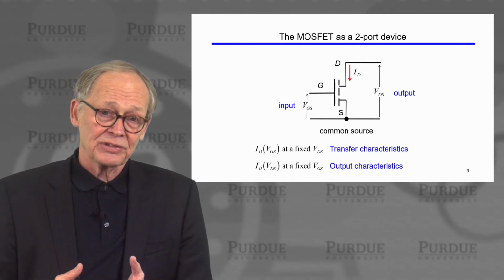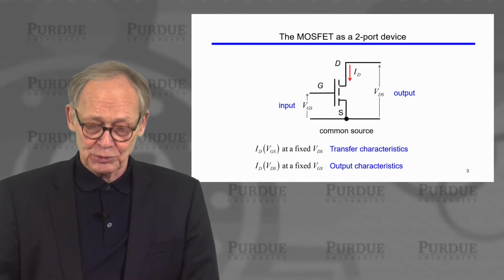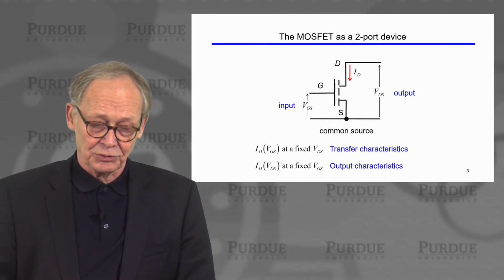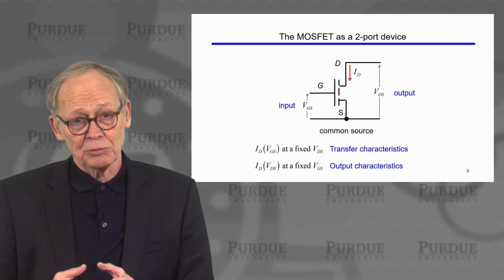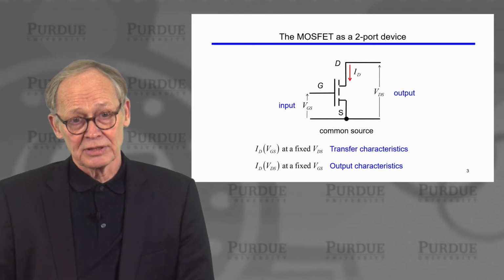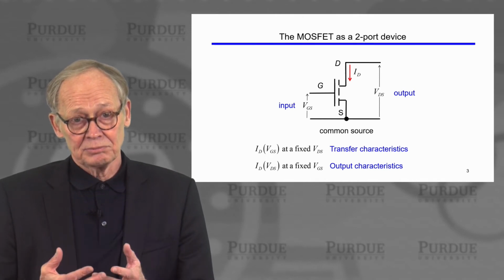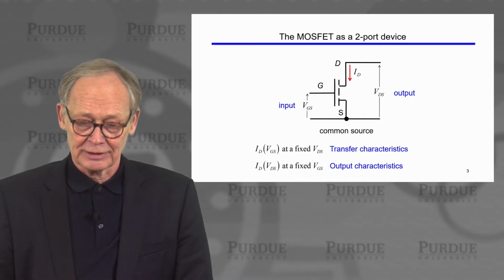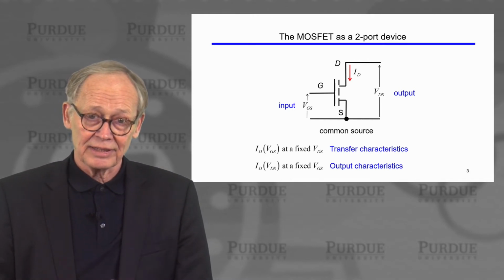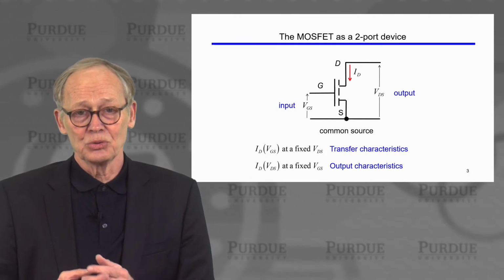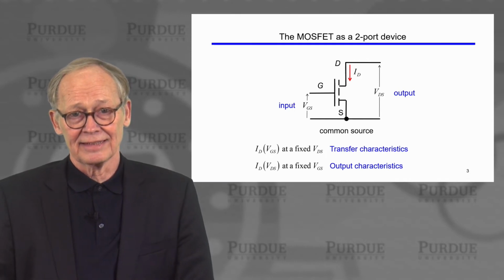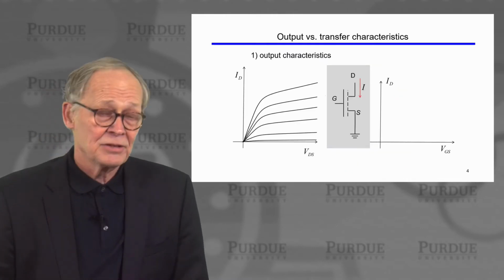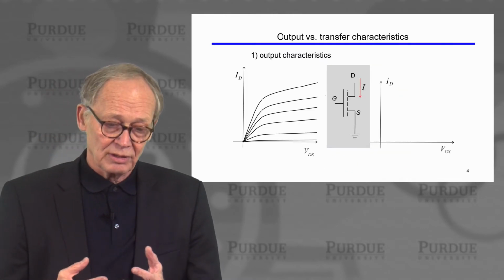Now we can also present the IV characteristics as output characteristic. There we fix the input voltage, the gate to source voltage. We sweep the output voltage, the drain to source voltage, while we measure or plot the drain current, the output current. So transfer characteristics, output characteristics, 2 different ways of presenting the IV characteristics of the MOSFET. And you want to be familiar with what these look like.